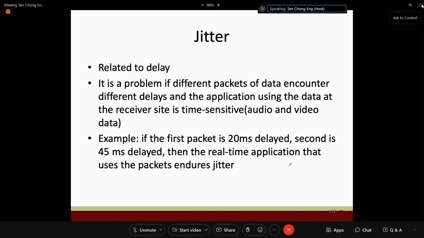If you do audio streaming or video streaming, like now we are doing audio and video streaming using WebEx. If our network has very high jitter, sometimes my voice is smooth, sometimes my voice is not smooth. That is very bad for the network performance of applications such as video conferencing. That's why jitter is another parameter for us to measure in terms of network performance. So high jitter is bad.